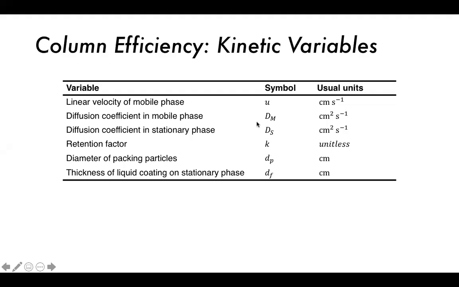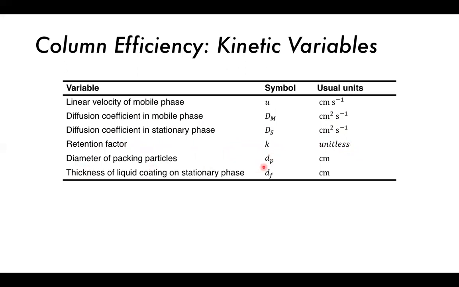The kinetic variables then are shown here. So we have linear velocity of the mobile phase. That's just the speed at which the mobile phase moves through the column, and that's given the letter U. Diffusion coefficient in the mobile phase is Dm. Diffusion coefficient in the stationary phase is Ds, and they're given the usual units of centimeters squared per second. Retention factor is k, which is unitless.